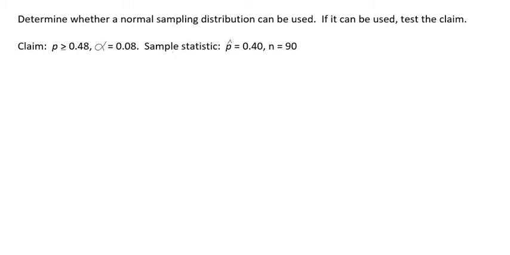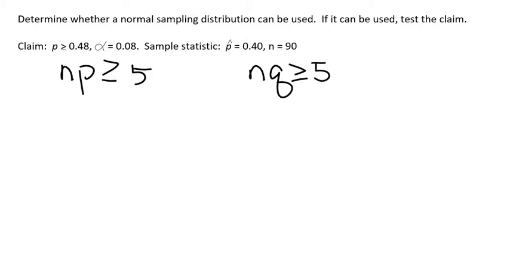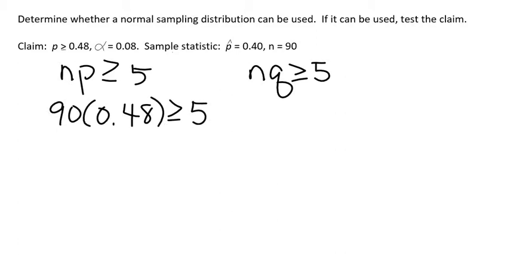To determine whether a normal sampling distribution can be used, we have to calculate np and nq. Both of these have to be greater than or equal to 5. p is going to be from the claim, so we have 90 times 0.48, and we're testing, is that bigger than or equal to 5? 90 times 0.48 is 43.2, which is bigger than or equal to 5, so that part checks out.